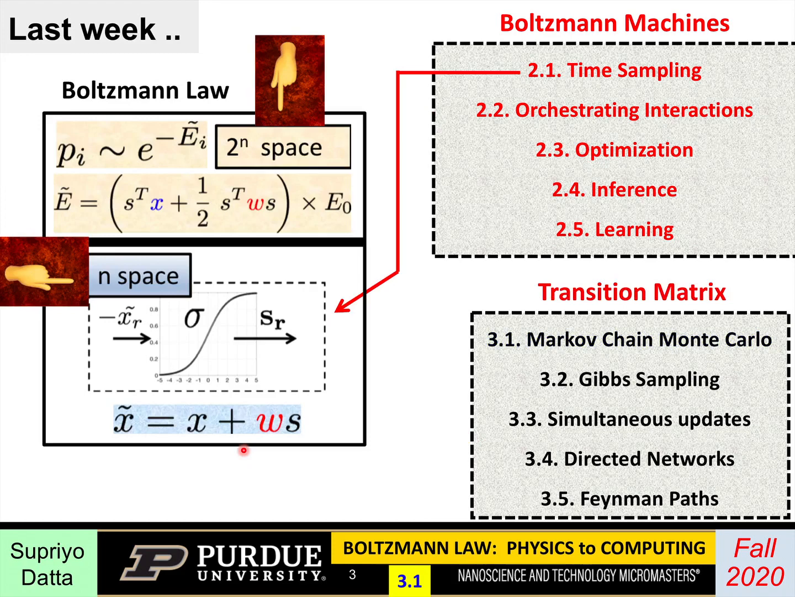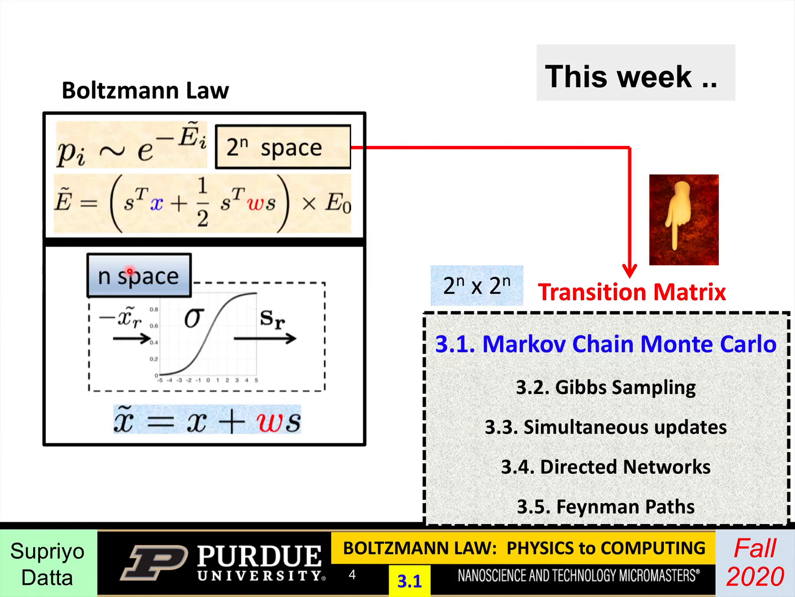Now, as you may recall, last week we started by introducing the time sampling method. So far we have had two methods that we have been talking about, namely the general Boltzmann law operating in 2 to the n space, and this time sampling method operating in n space. This week we'll introduce a third method, which also operates in 2 to the n space, but as you'll see, it gives us a lot of insight into how the sampling method works, and leads to the concept of Feynman paths, which is useful to connect to the world of quantum computing.